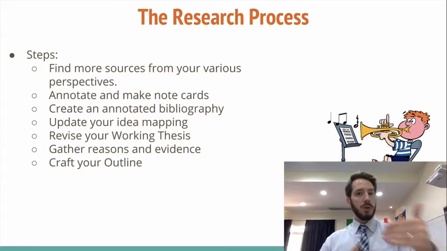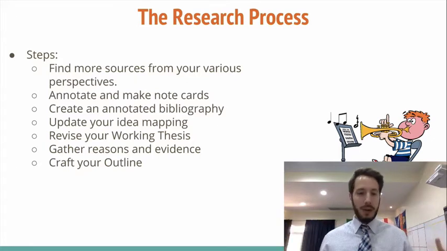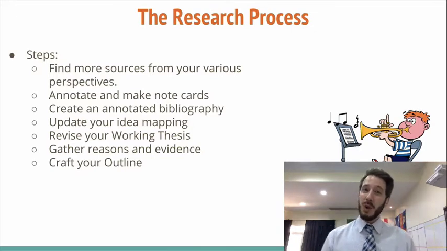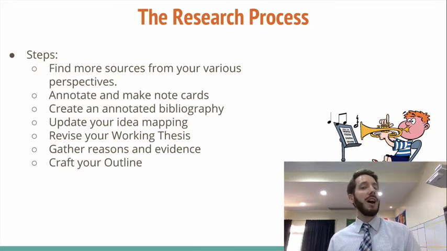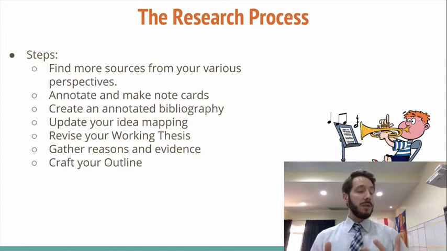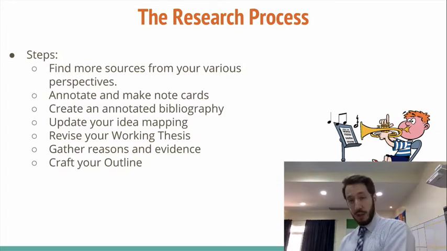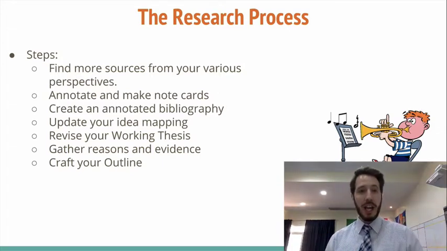Once you have those, you're going to make annotated bibliographies, which allow you to not only summarize the information, but assess its credibility, note any connections to other sources as well. It's a lot like an article summary. When you've done that, you're going to update your idea map as you're going throughout that process to revise your working claim and see if it needs to be changed at all.